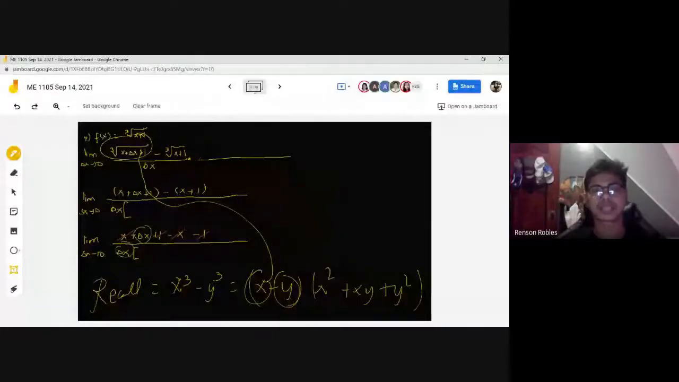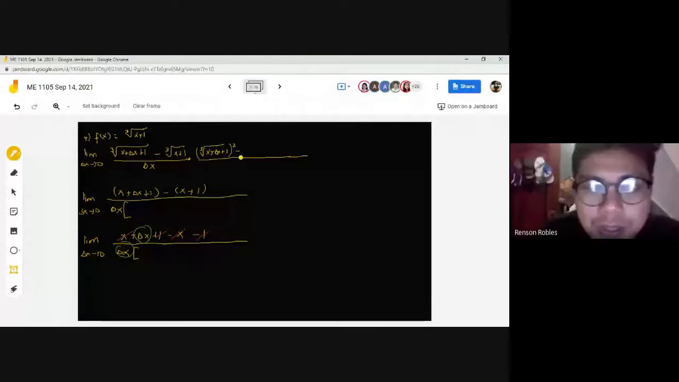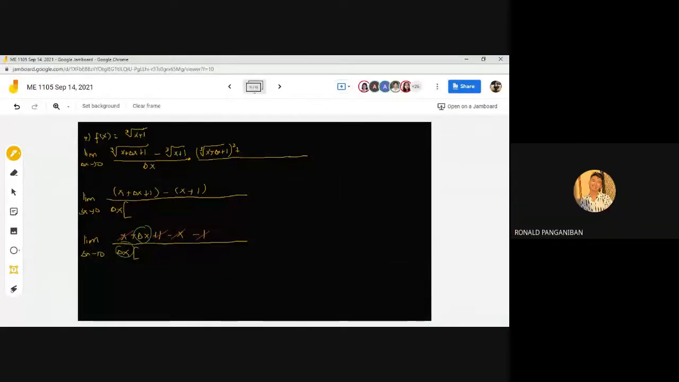Can I ask someone? Sir, I'll try po. Go. Cube root of x plus delta x plus 1 squared po. Okay, go on. Minus, the same lang din po, minus cube root of x. Oops, ah, this is minus. All is plus. Right, you're doing it right. Plus, when you multiply the x and y. Okay.